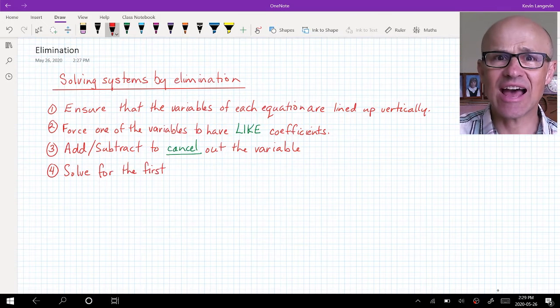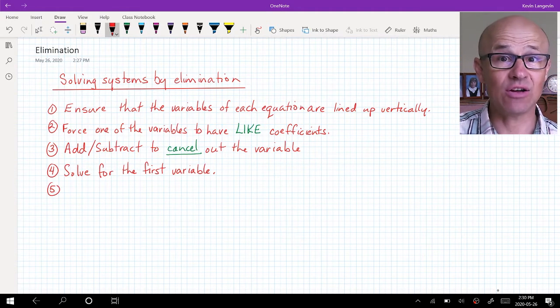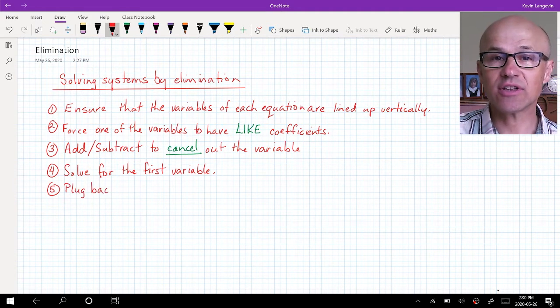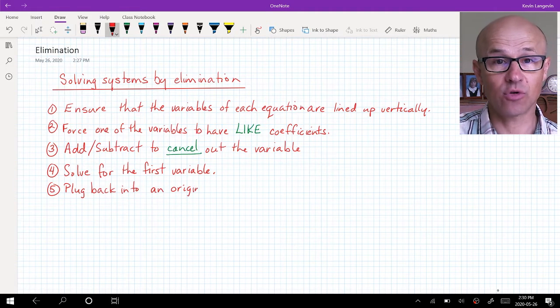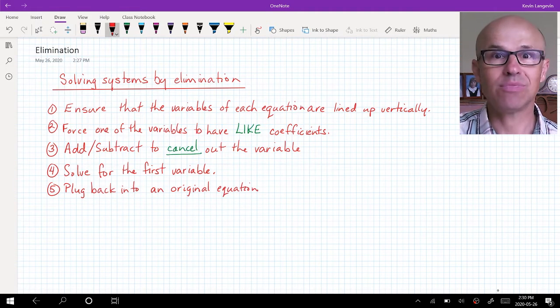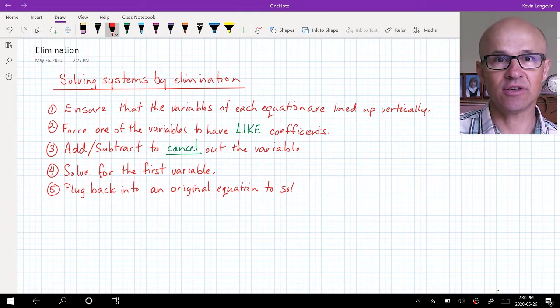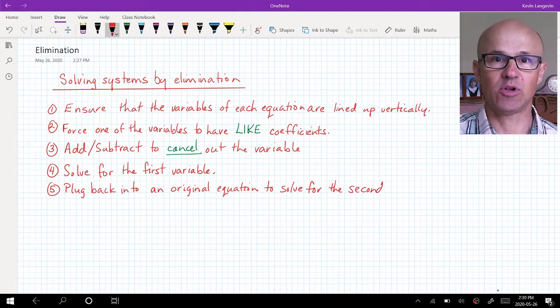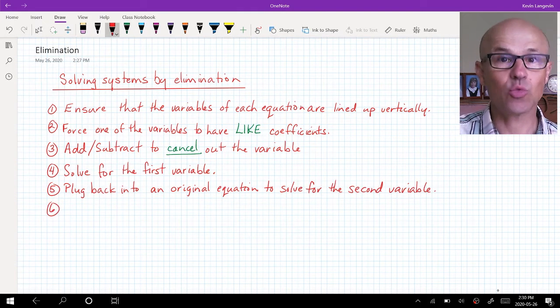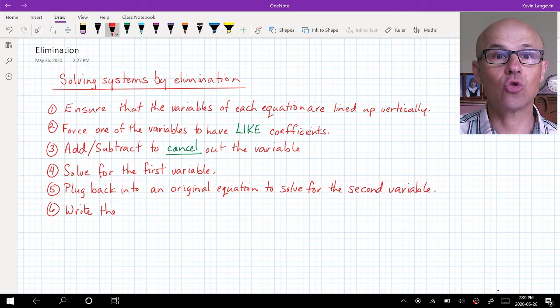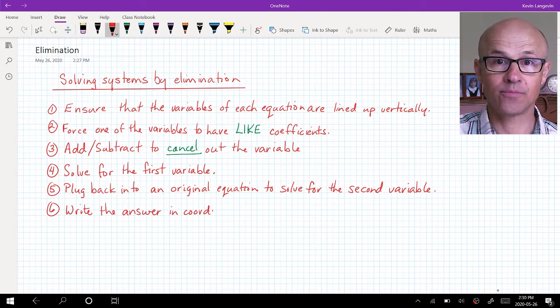We're then going to add or subtract to cancel out that variable, which will leave us with only one variable to solve for. We'll get an answer, plug it back into an original equation, and then solve for the other variable. Again, as always, we will make sure that we write our answer in coordinate form. So let's take a look at our first example.